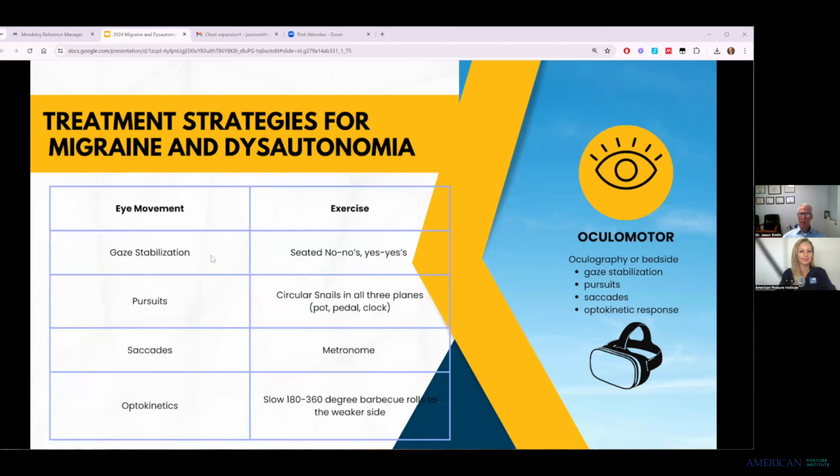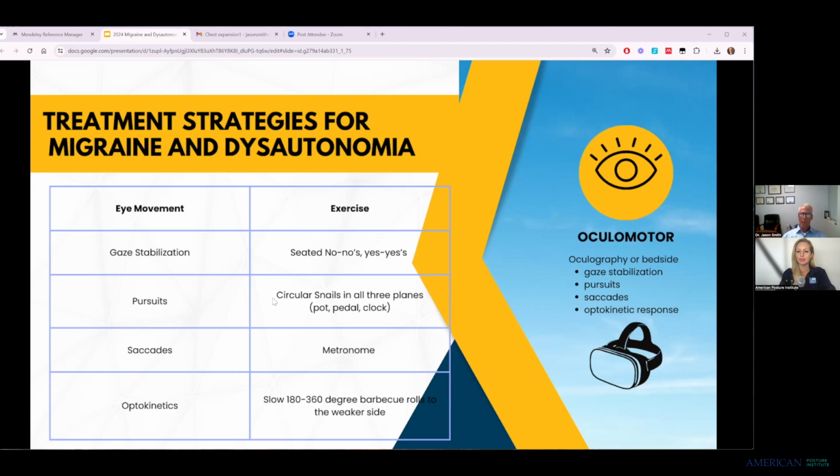So for gaze stabilization, I think most people who do any type of vestibular ocular work know that no-nos and yes-yeses are powerful. So I just have people look at a couple dots. It's either a diamond with one in the middle, and I just have them look at each of those at the 12 o'clock, at the 6, at the 3, and the 9, and just do 2 or 3 or 4 no-nos at each of those spots, and then 2 or 3 yes-yeses at each of those spots several times a day. So that's gaze stabilization.